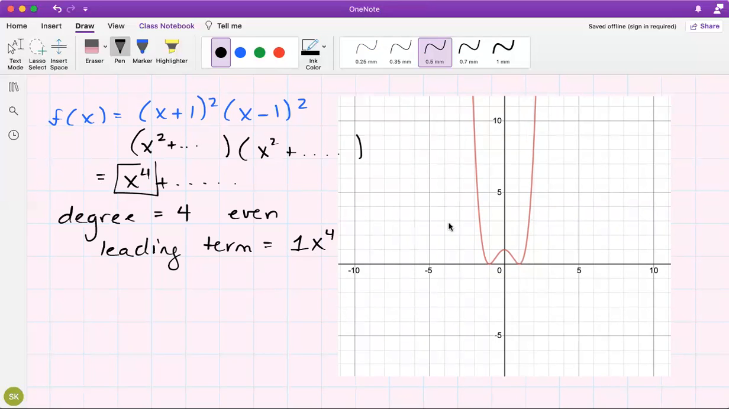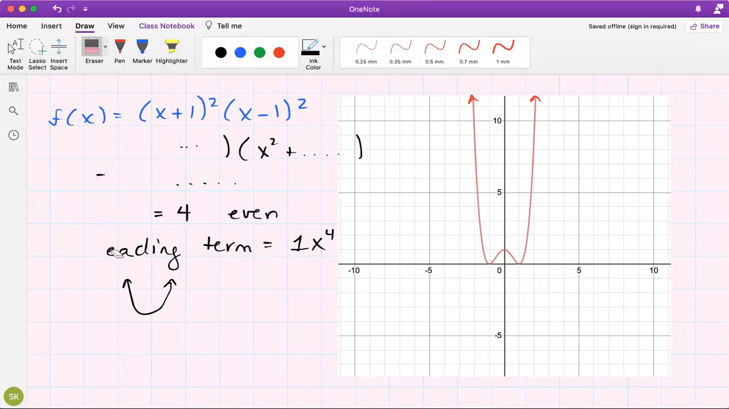Now I went ahead and graphed this, like I said, with some software here. And 1x to the 4th, remember that x to the 4th looks like a parabola. And here you have something that looks like a parabola, at least on the ends. And in the middle, something strange happened. But the overall shape here, on the left and the right, is like a parabola. And it's pointing upward, and that's because the leading coefficient is 1, which is greater than 0.